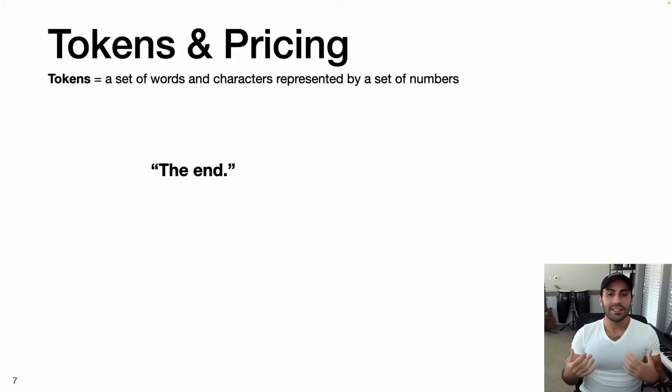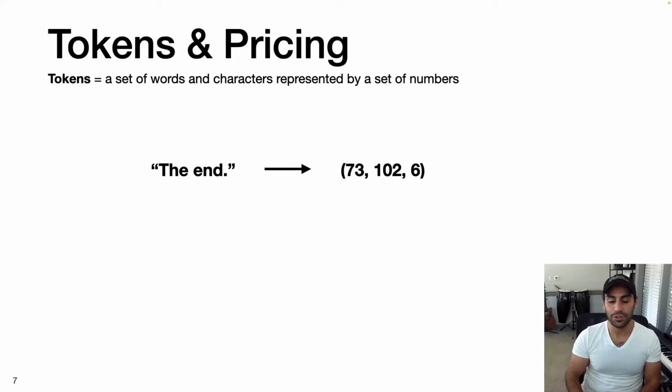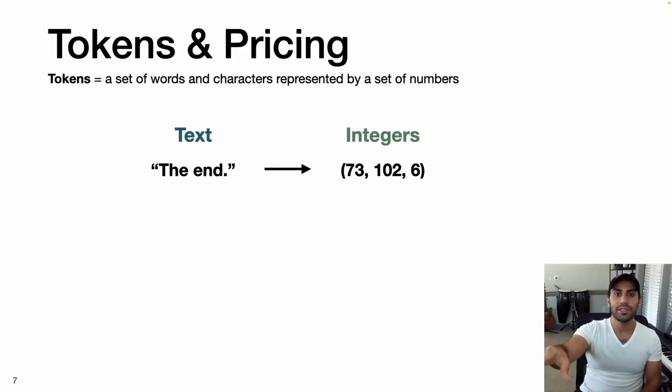While you and I as humans can read this and understand it, unfortunately a language model, or more specifically a neural network, does not understand this text directly. Language models understand numbers. So we need to translate this text into a numerical representation so that the language model can actually understand it and do something with it. So let's say we translate "the end" into this list of integers. So what we did is we took text and we translated it into numbers. But what do these numbers actually mean?